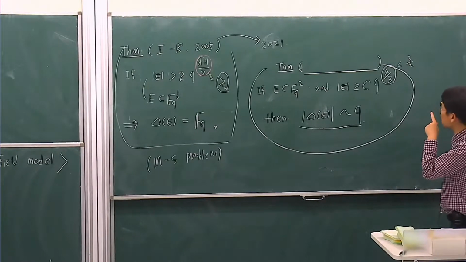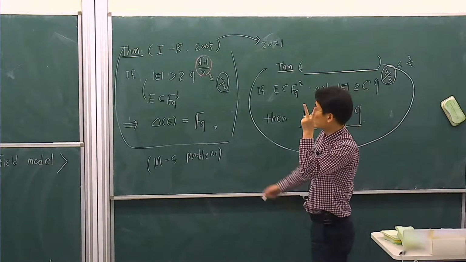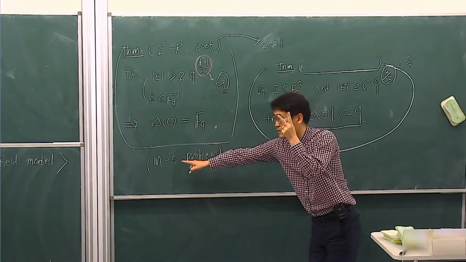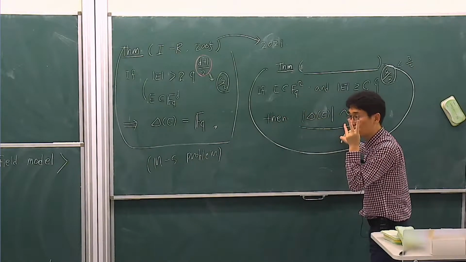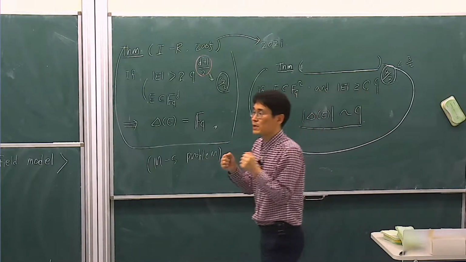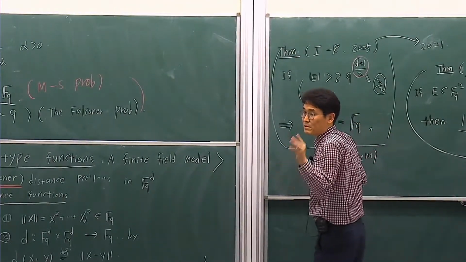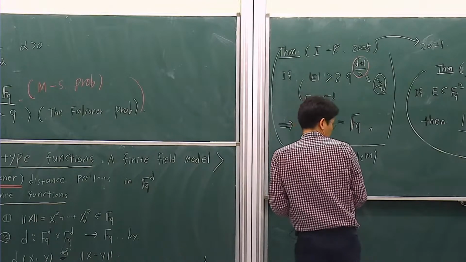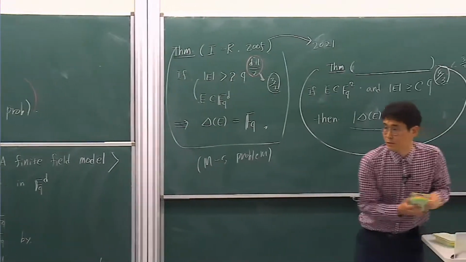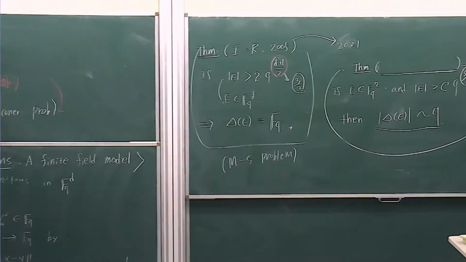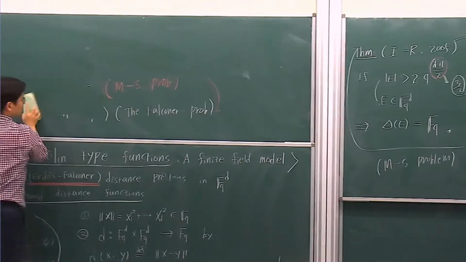Then what is a conjecture? We have two conjectures, for Mattila-Sjölin and the Falconer conjecture. But I strongly believe most cases of the two conjectures are the same, except for a few cases. So let me introduce what the conjecture is.